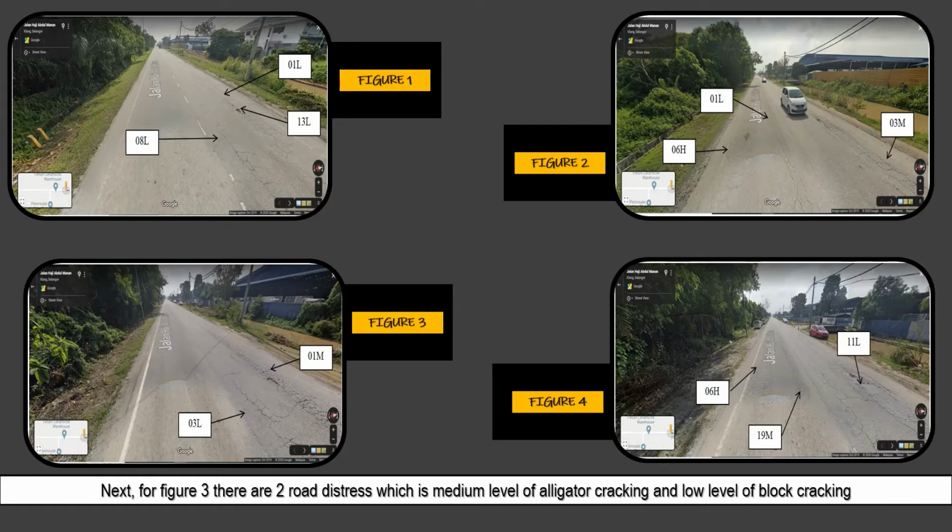Next, for Figure 3, there are 2 distresses, which are medium level of alligator cracking and low level of block cracking. Lastly, Figure 4 has 3 distresses, which are low level of patching and utility cut patching, medium level of weathering and raveling, and high level of depression.